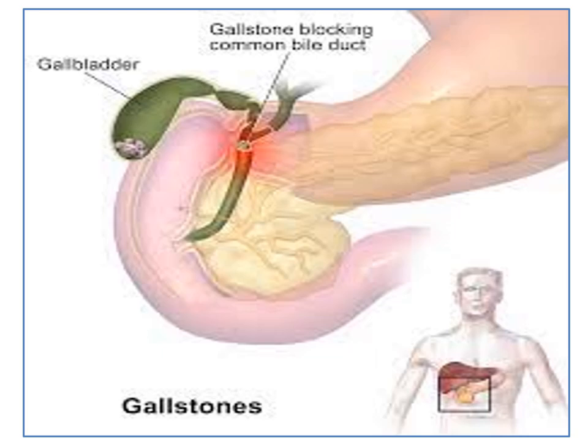Then we could have stones within the bile ducts. Bile duct stones are usually referred to as choledocholithiasis. So choledocholithiasis is stones within the bile duct, whereas cholelithiasis refers to stones within the gallbladder or cystic duct.